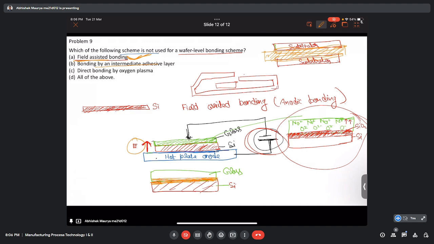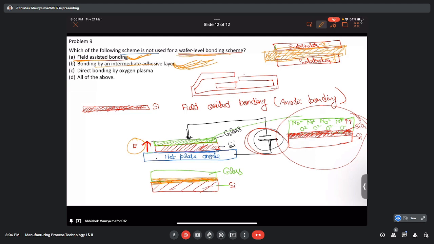Substrate one is also combined with the interlayer material, substrate 2 is also combined with the interlayer material, and finally they will get joined. So that is also a process which is used for the wafer level bonding. So that is also a correct process.